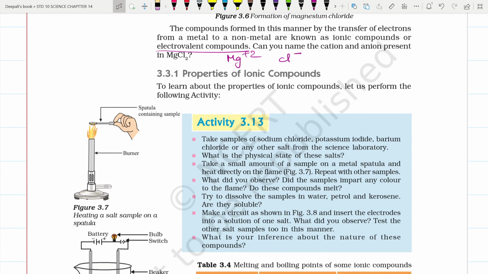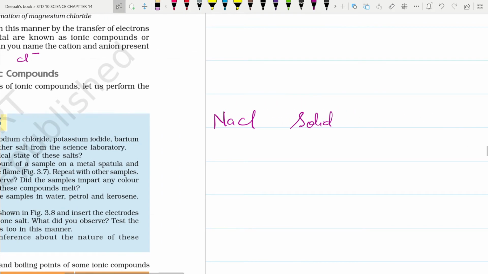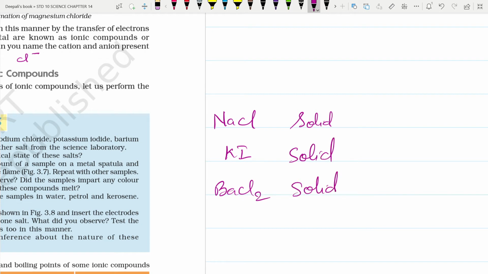Take a small amount of sample on a metal spatula and heat directly on the flame. Repeat with the other samples. What do you observe? The color of the flame when NaCl is heated is yellow. So you can say NaCl is solid, KI, BaCl2, all are solid in state. A yellow flame, a light purple flame and a pink to white colored flame are obtained.